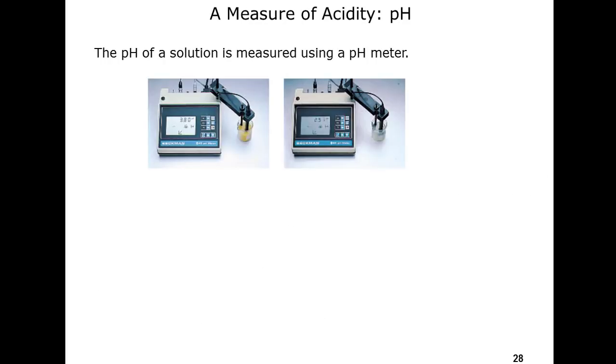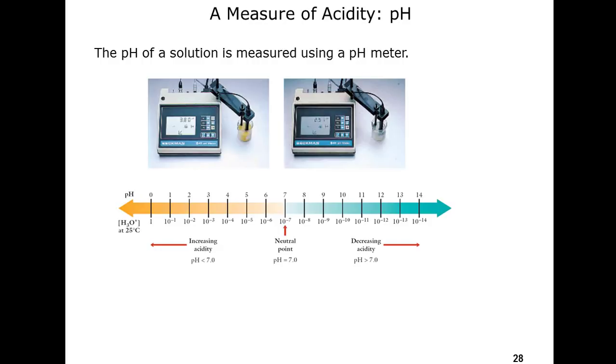The pH of a solution is invariably measured using a pH meter. You should familiarize yourself with the scale shown here, which relates the H3O+ concentration, the values underneath the orange and blue arrows, to the pH values which are on top of the arrows. The central point at the middle of the 2 arrows represents neutral pH, pH 7, where the concentration of H3O+ is 1 × 10⁻⁷.